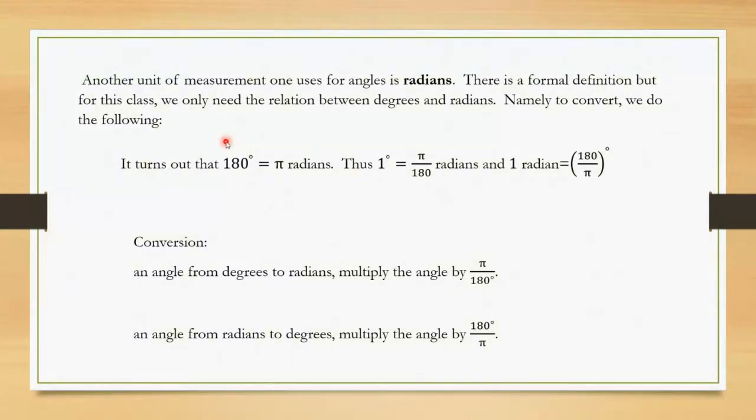What does turn out to be true, though, is 180 degrees turns out to be pi radians. If you want, you could think of 1 radian as 180 divided by pi degrees. And then you could get 1 degree in terms of radians, like so.